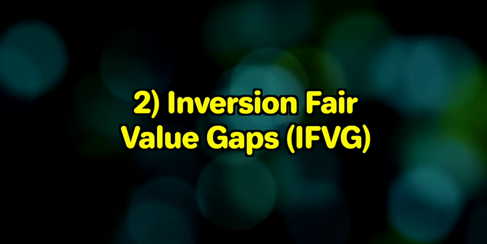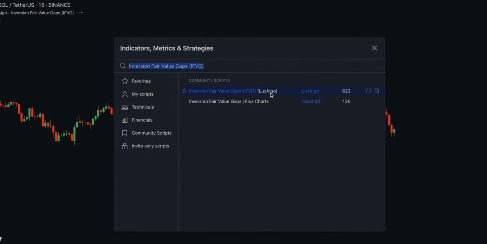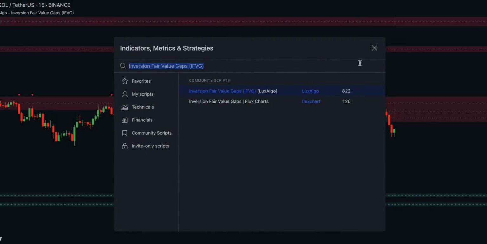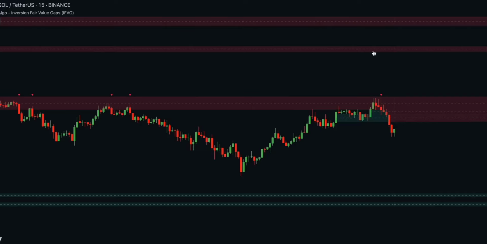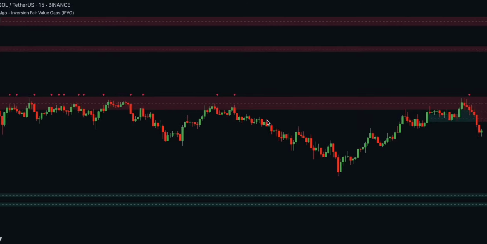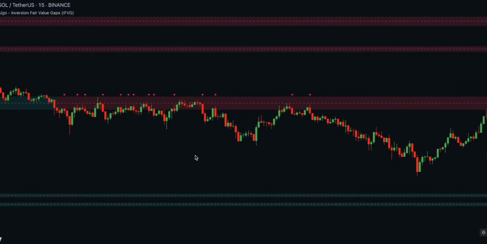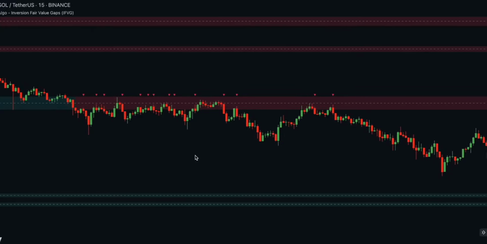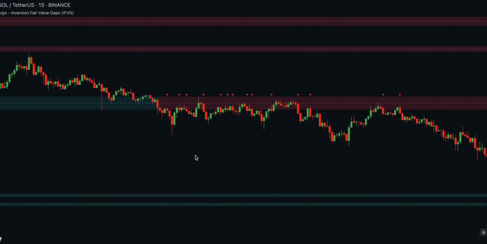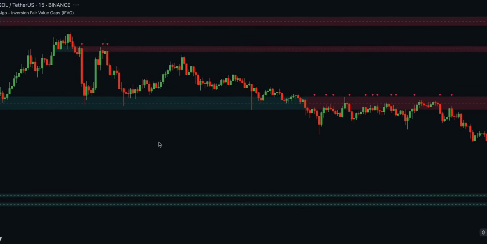The second indicator on my list is called Inversion Fair Value Gaps by Lux Algo. This brand new script was published a couple of days ago. The trade entries this indicator gives are truly wonderful. Before we get into practical examples, let's learn how the inversion fair value gap functions. It is important to mention that this indicator is based on the inversion fair value gaps concept by ICT. It provides support and resistance zones based on mitigated fair value gaps.